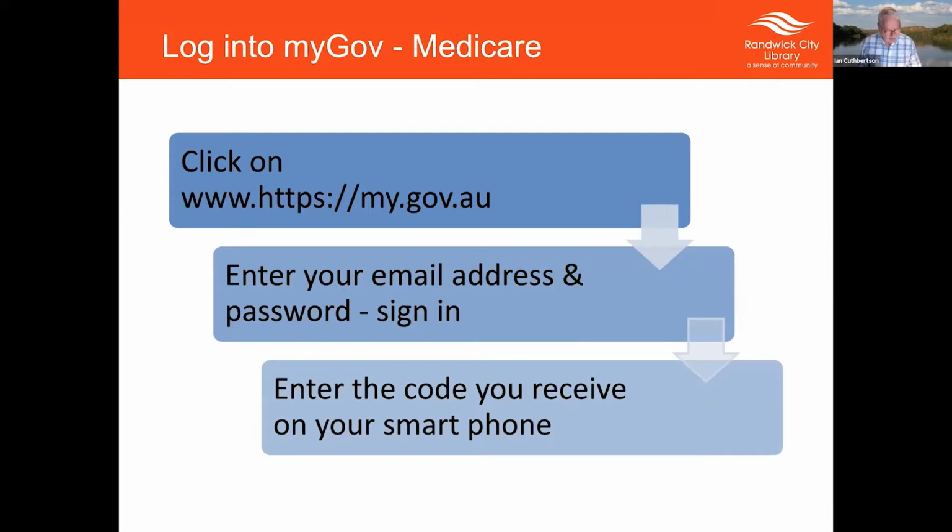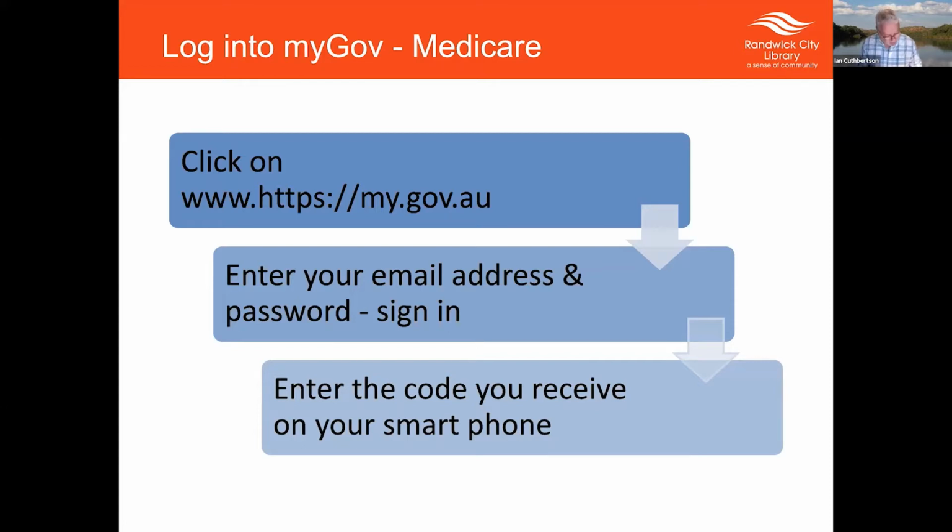So, logging into the MyGov Medicare. On a computer, you would go to that address, mygov.au. I think that's actually wrong. I better check that. I don't think there's a full stop between the my and the gov. Apologies, Ian. I'll check it and I'll pop a link out now in the chat. Oh, that would be great. Thank you. And then you'll have to enter your email address and password and sign in. And then you'll receive a code on your smartphone, which you'll have to put into the app.